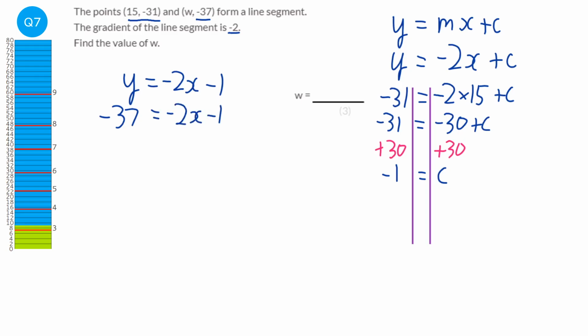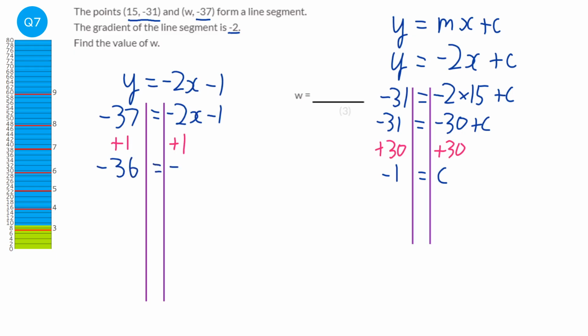So let's get our solving lines in. Okay, so the first thing I'm going to do is add 1 to both sides. And so it would be -36 equals -2x. I'm going to now times, or divide everything by -2. And a negative divided by a negative is positive. 36 divided by 2 is 18. And then obviously that gets rid of the coefficient of the x, so it's just x. So x equals 18. So the x value is 18, and the x value is the w value.